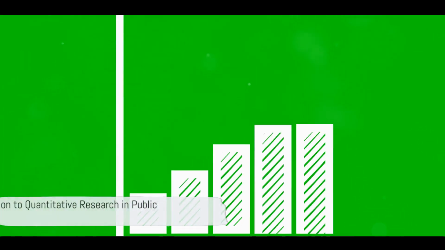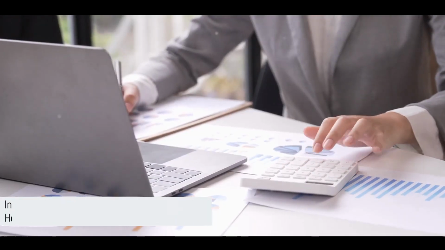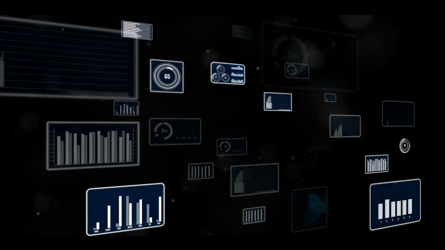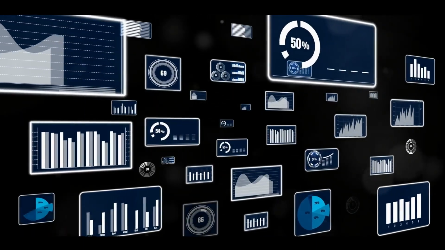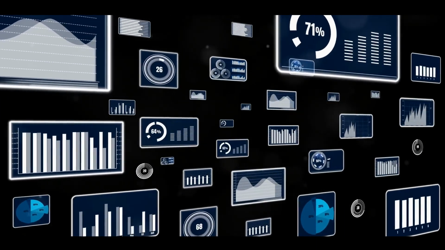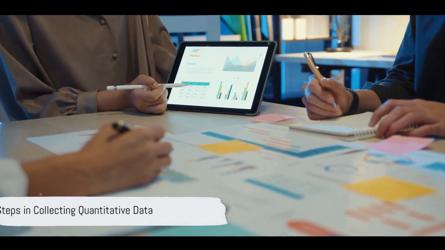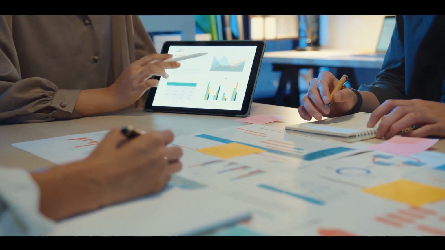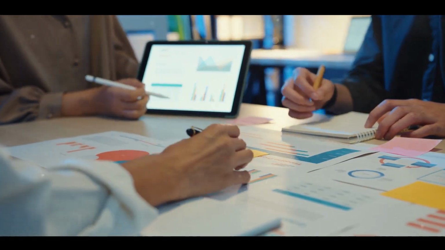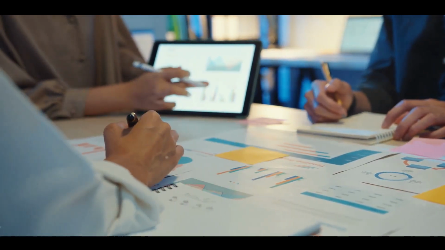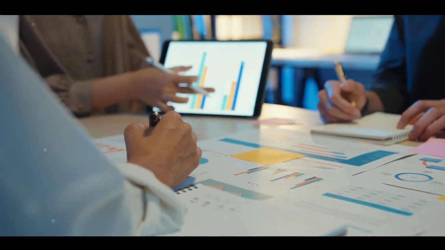Have you ever wondered how quantitative research is conducted in public health? Today, we're going to delve into the fascinating world of data collection, variables, and statistical tests, all integral parts of public health research. The process of collecting quantitative data in public health is systematic and follows a series of well-defined steps. First, we start with identifying the research question or hypothesis.